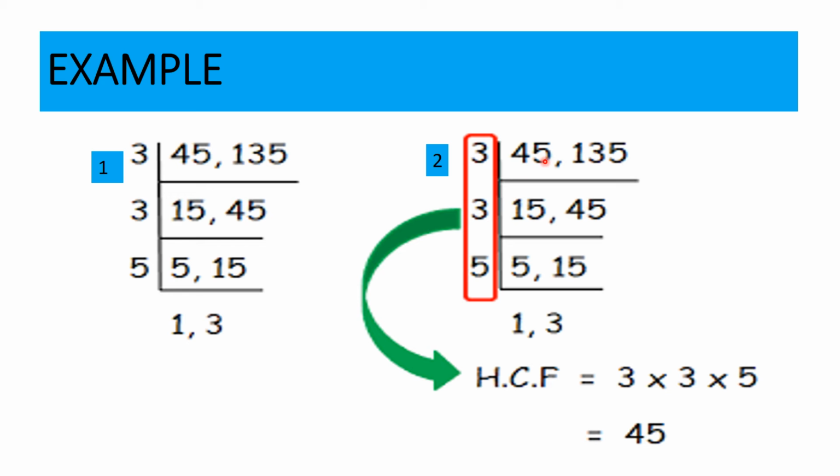Is 3 dividing? Yes, 5 plus 4 is 9 and 5 plus 3 is 8, plus 1, 9. So yes, both the numbers are divisible by 3. So we will start dividing by 3. 3 ones are 3 and 1 5 15 it will become. So 3 5s are 15. So 3 15 times is 45. And 3 4s are 12 and 1 5 15. 3 5s are 15. So 3 45 times is 135. So if you divide 45 by 3, you get 15. If you divide 135 by 3, you will get 45.